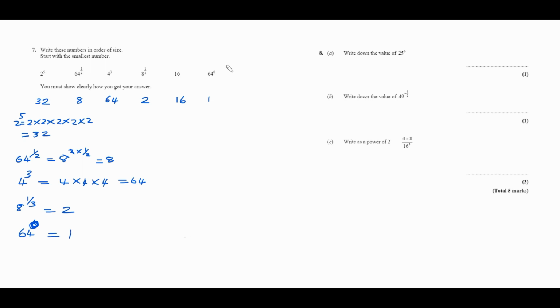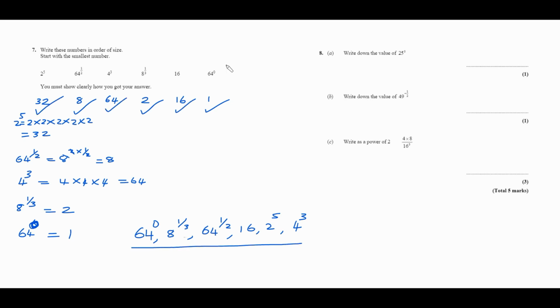So they are asking for the smallest number first. The smallest number is going to be 64 to the power 0. The next smallest is 8 to the power 1/3. The next one is 64 to the power half. Then after the 8, so this is done, and this is done. The next one is 16, and the next one is 2 to the power 5 and 4 to the power 3. So that is the answer.